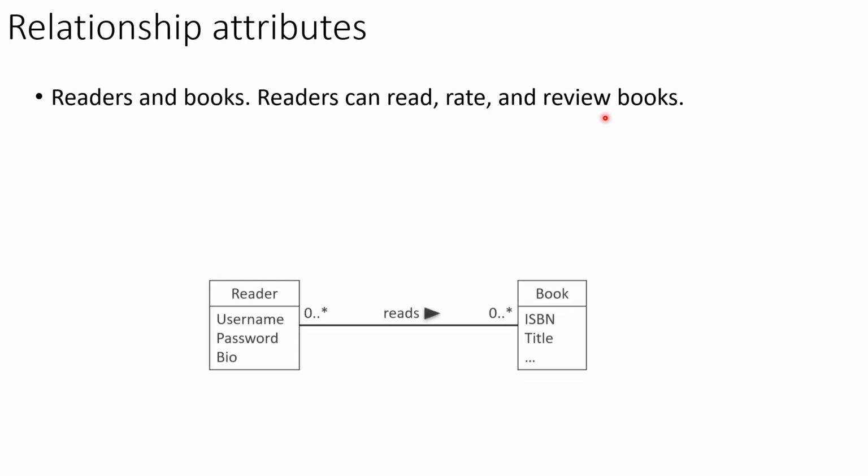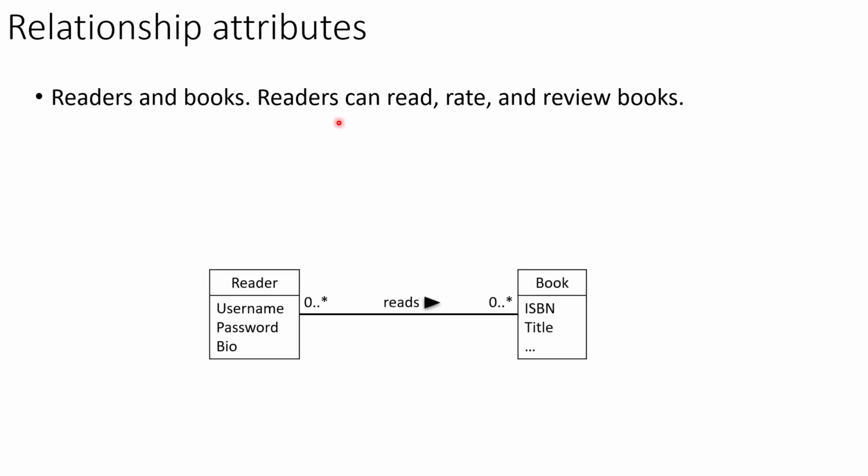So I have that a reader, well, that's my reader. I have put some attributes here just for example, and some other attributes with potentially more. And a reader reads many books, and a book is read by many readers. So I have a many-to-many relationship. And we want to rate and review books. So the question is, where do I put this information, the rate and the review, these two attributes?